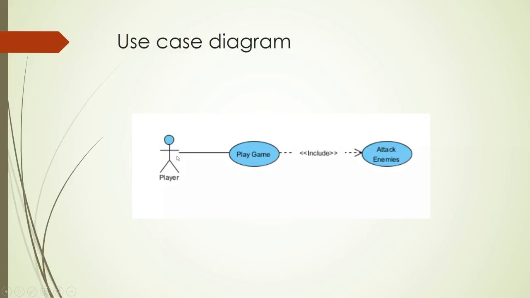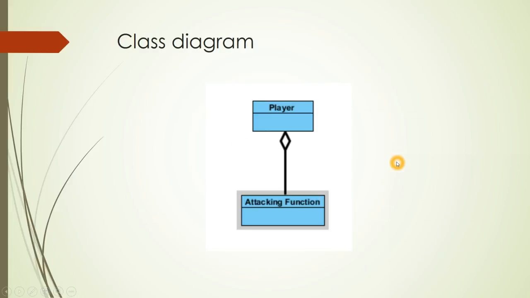The player can play the game. After playing the game, the player can attack the enemy. And this is the simple class diagram. Player has attacking functions.